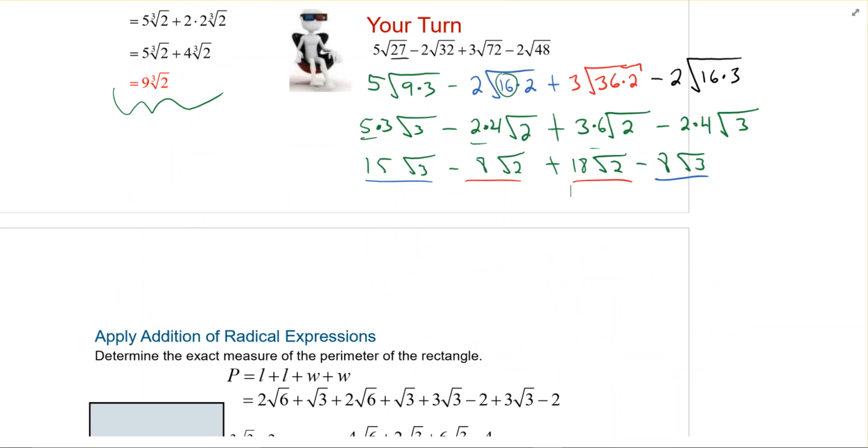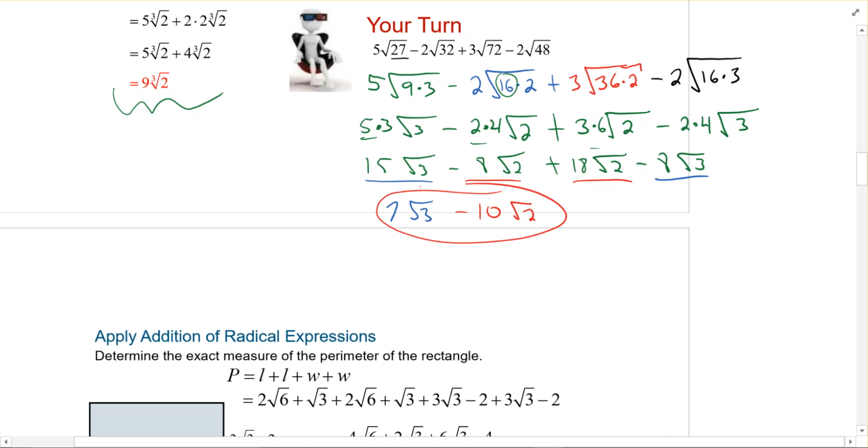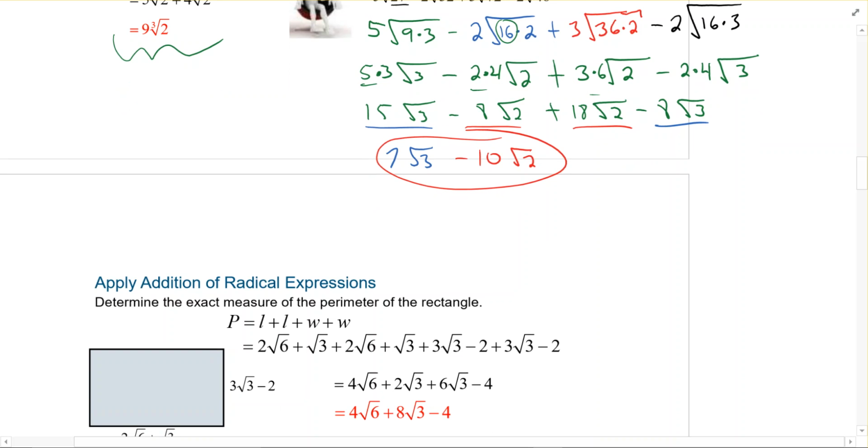All right, and then just add the numbers out front. So if I look at my blue ones I've underlined there, we're going to have 15 minus 8, so that's 7 root 3. And then the red ones I've got there, I've got negative 8 plus 18, so that's going to be 10 root 2. And then that's as far as we could go, so that's what an answer might look like with these type of questions. Okay, moving on.